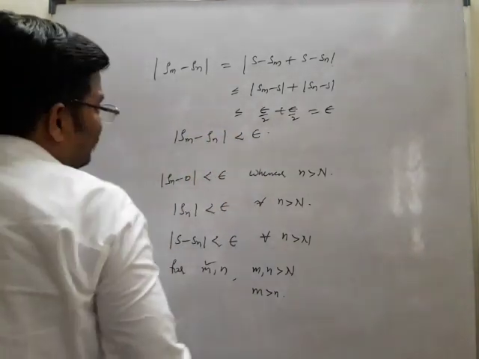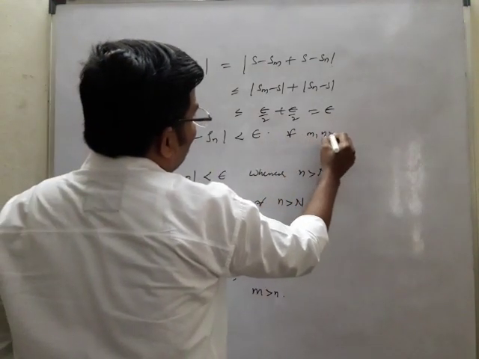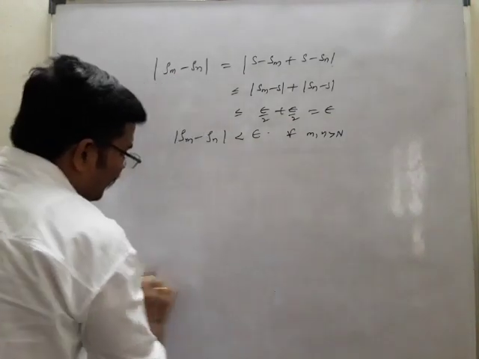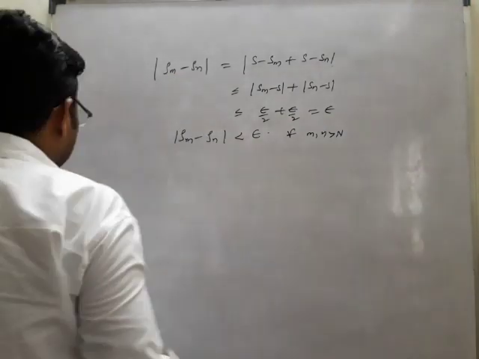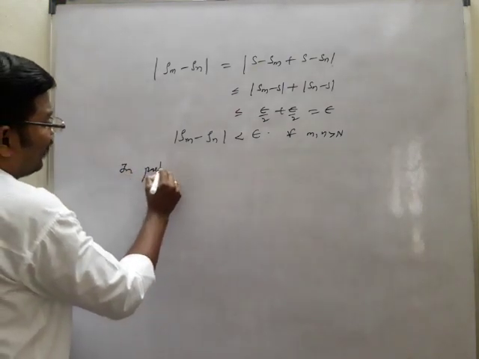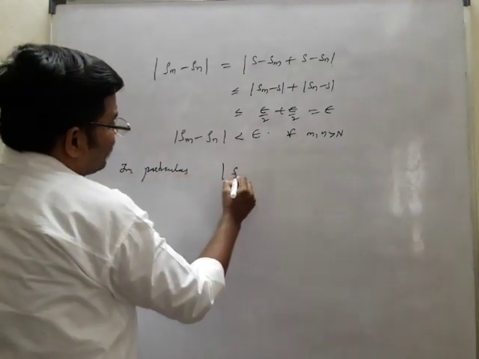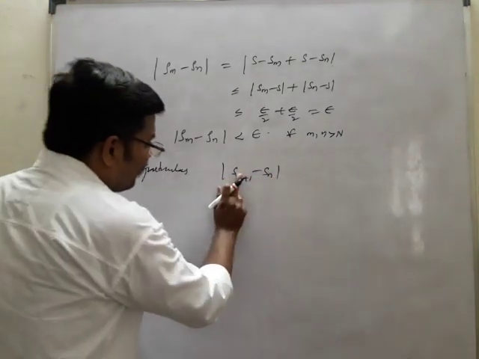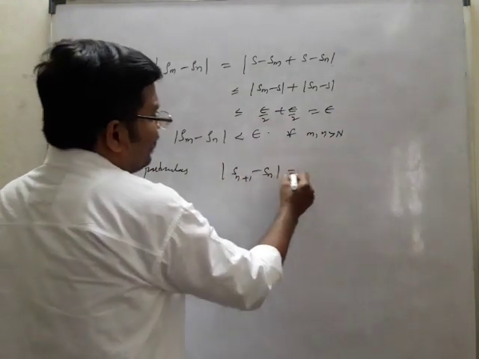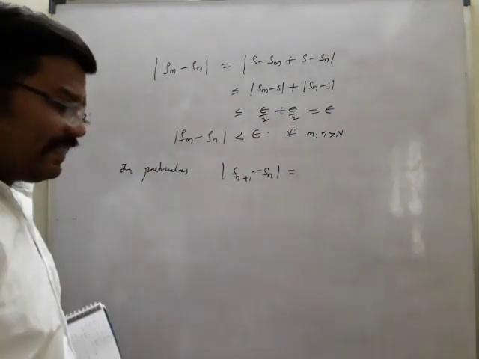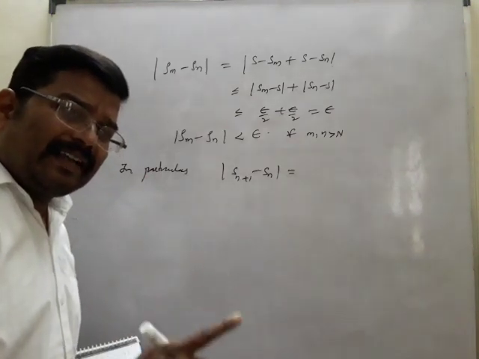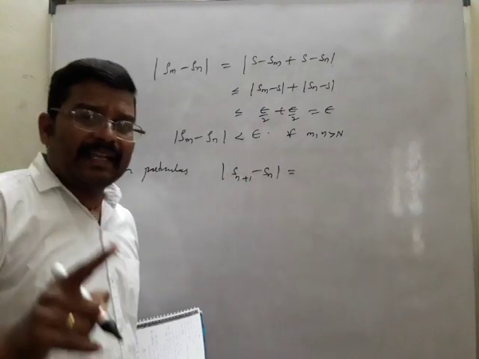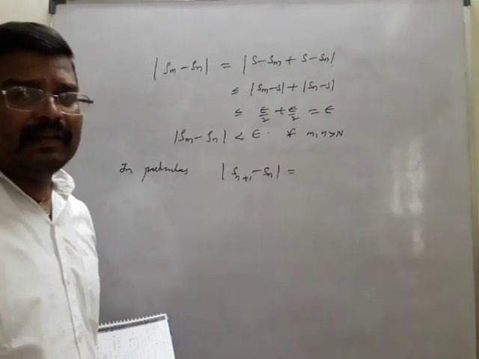Both the sequences you got for all m, n greater than N, you got less than epsilon. Both are convergent now. So in particular we have S n plus 1 minus Sn. What is Sn plus 1? Sn plus 1 means all the terms a1, a2 and so on up to n plus 1. Sn means again a1, a2 and so on up to an.